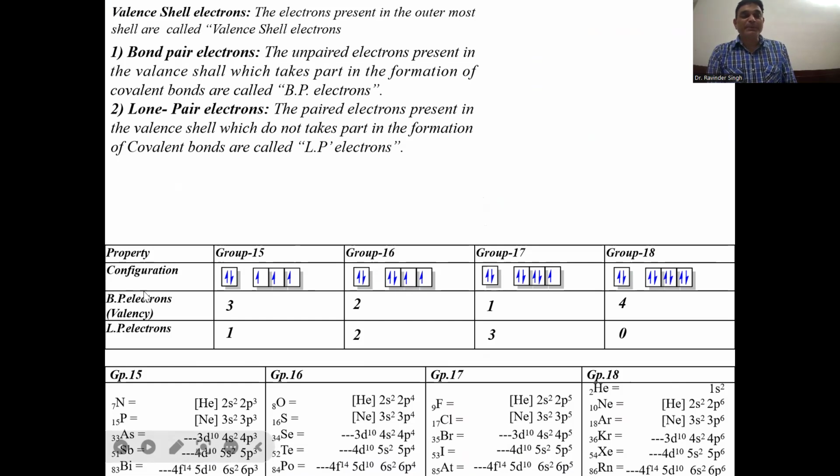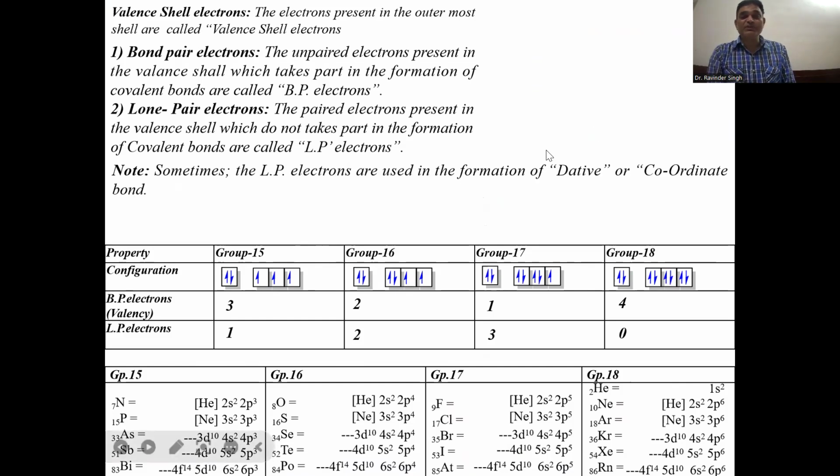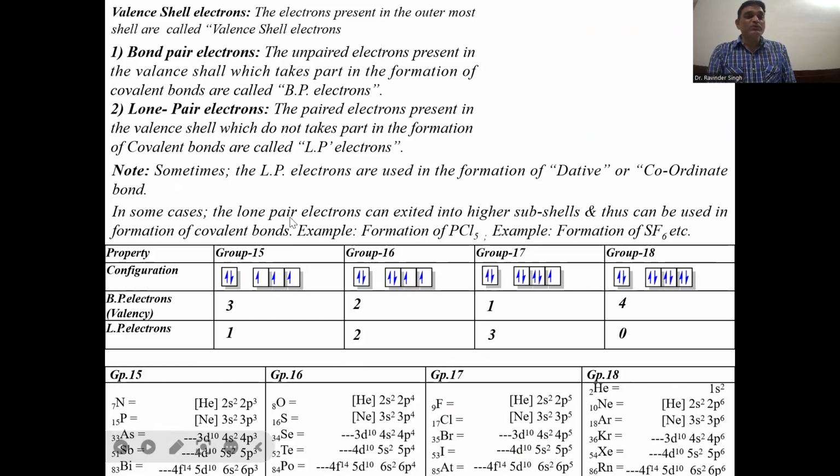The lone pair electrons are the paired electrons, all these paired electrons you can see here in the diagram. These paired electrons are present in the valence shell and they do not take part in the formation of a covalent bond. Those which do not take part in the formation of a covalent bond are called lone pair electrons. While these lone pair electrons sometimes can be used in the formation of the coordinate bond, or you can say the dative bond, right?